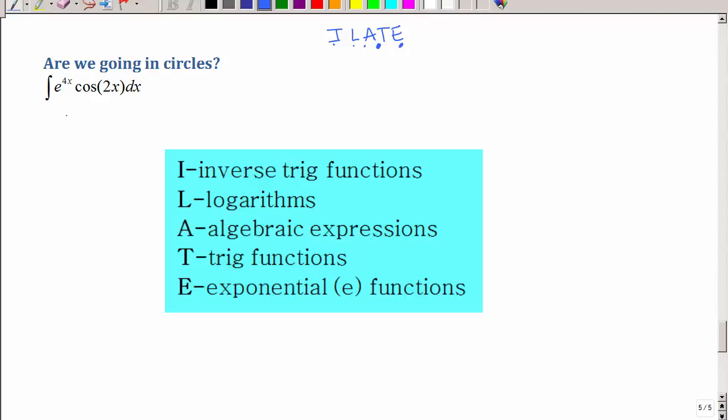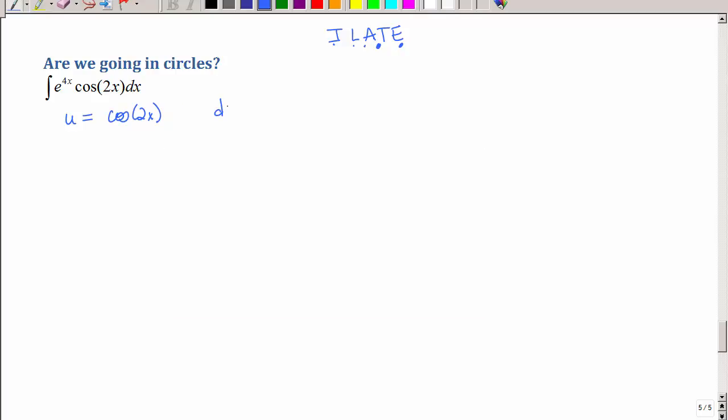Okay, so I'm going to let u equal cosine of 2x, and I'm going to let dv equal everything else. Taking the derivative, and this is where you cannot get confused between taking the derivative or the integral, du should be negative 2 times the sine of 2x, and the integral v here is 1/4 e to the 4x.